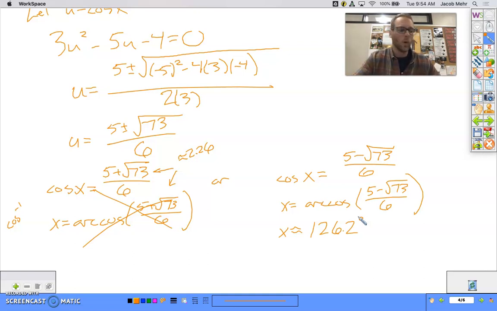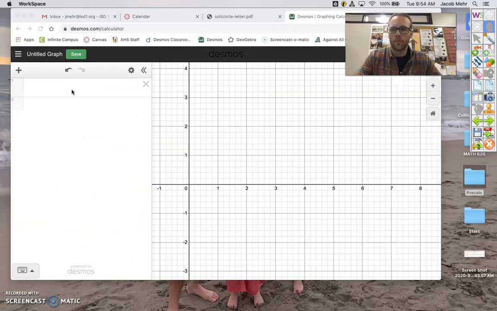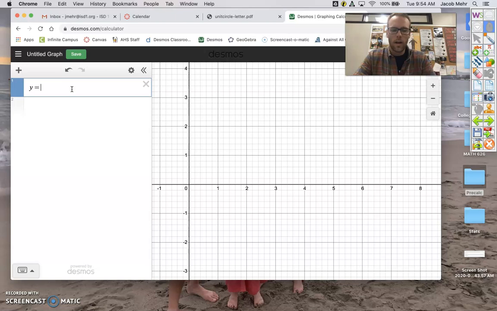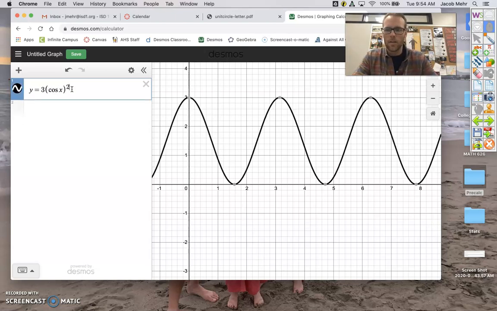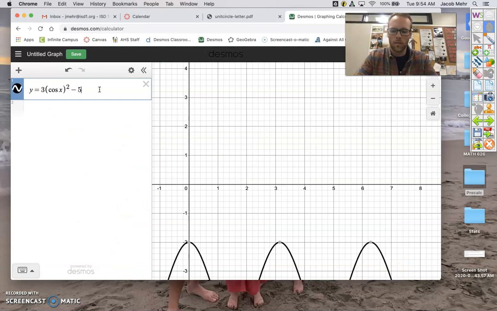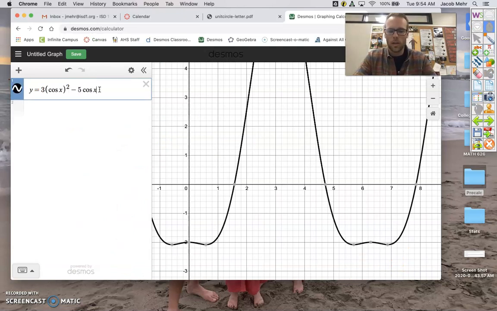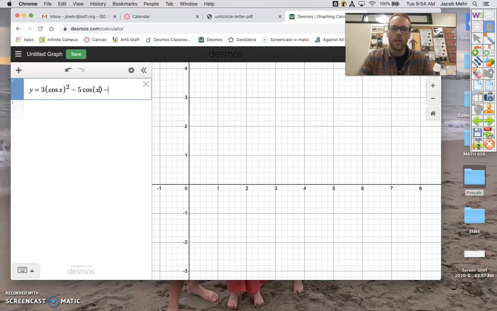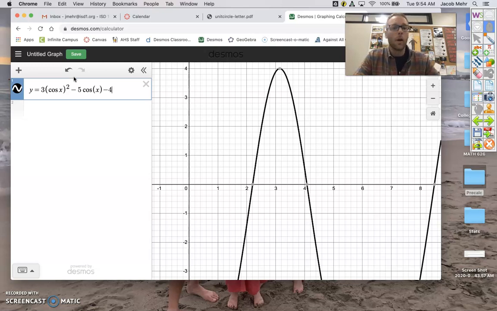Correct? Well, how can we check our answer? Let's go to Desmos. Y equals 3. I'm going to put cosine of x in parentheses there to make sure it's all squared. 3 cosine squared minus 5 cosine minus 4. And I think it's probably going to want parentheses around that angle so it knows the -4 is not inside the cosine. There we go. Now we wanted to know where this was equal to 0. And we get that number.